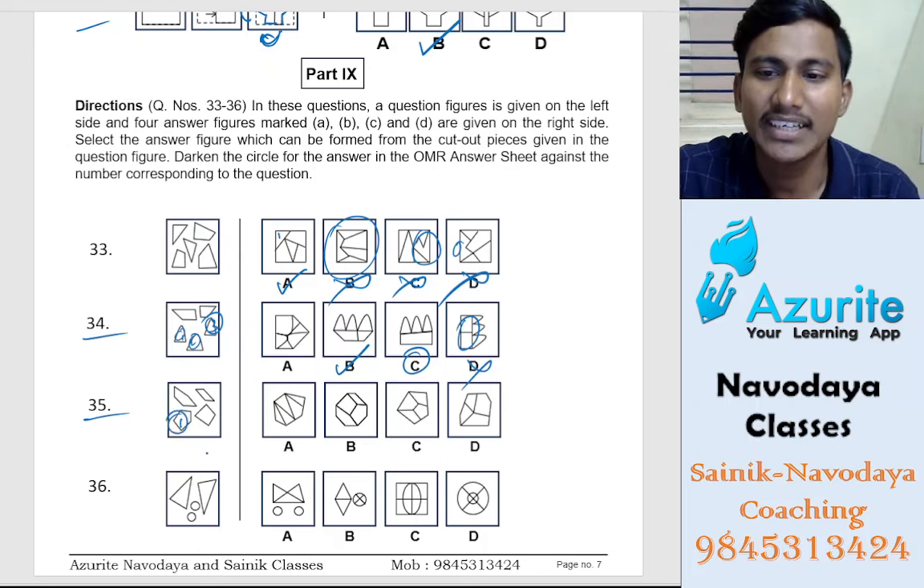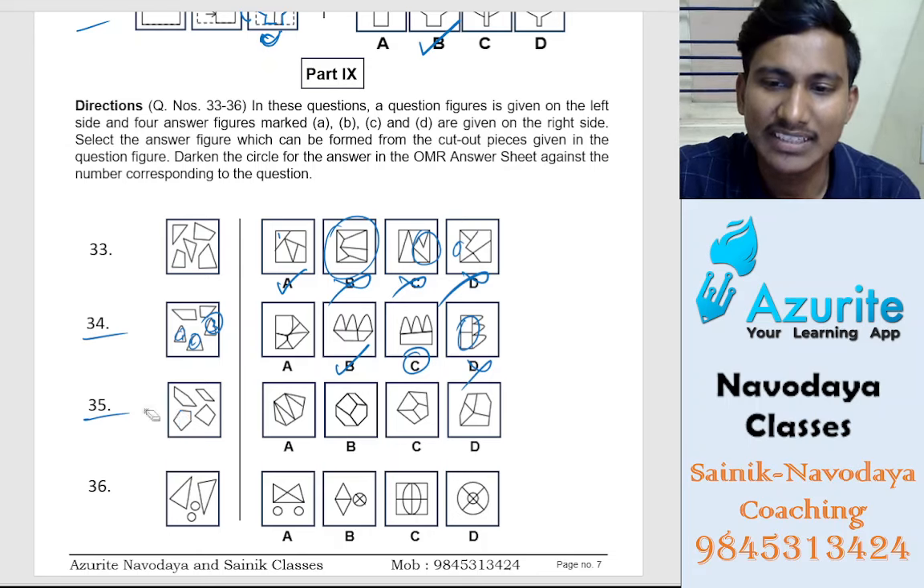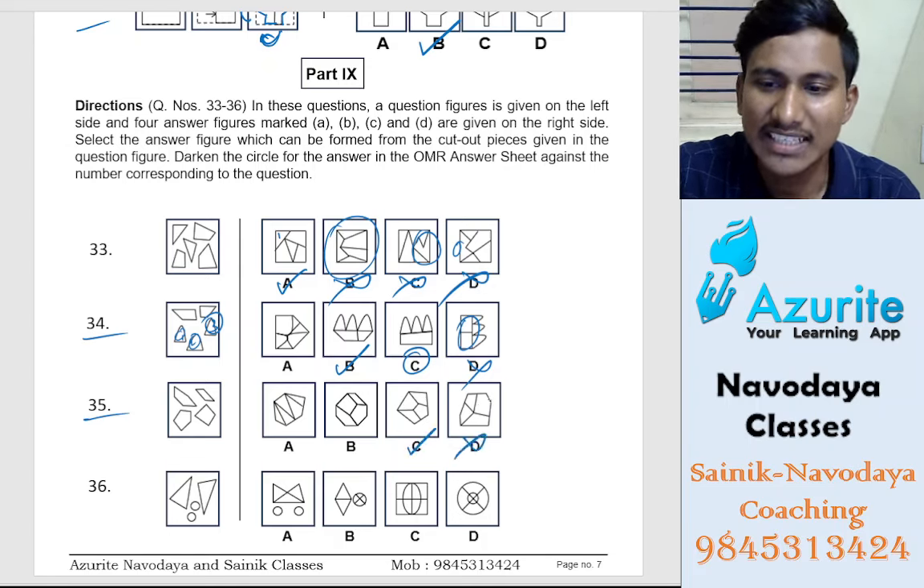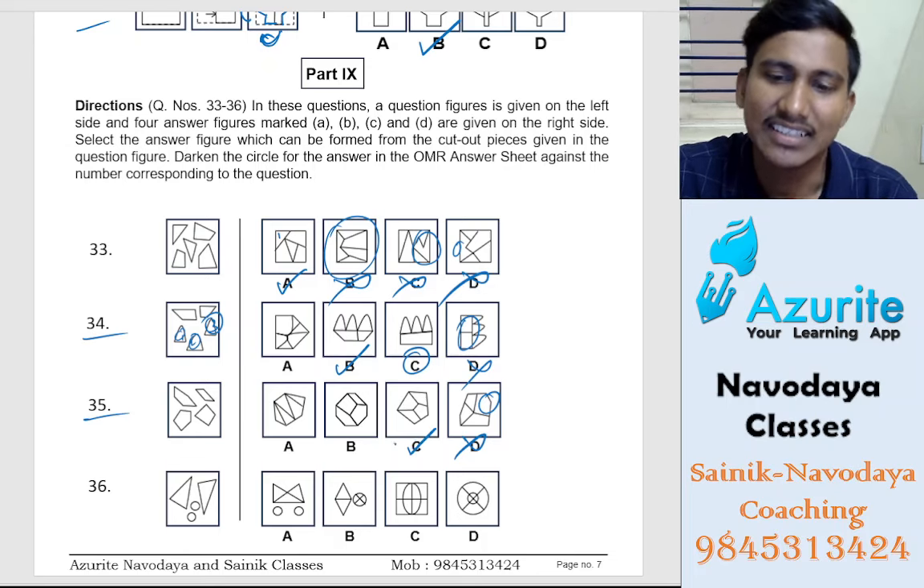That is the pentagon. So in which figure is the pentagon there? Yes, it is in option C. Perfectly it is there. But in option D it is not proper. That is why it is not the answer. So option C is the answer here.